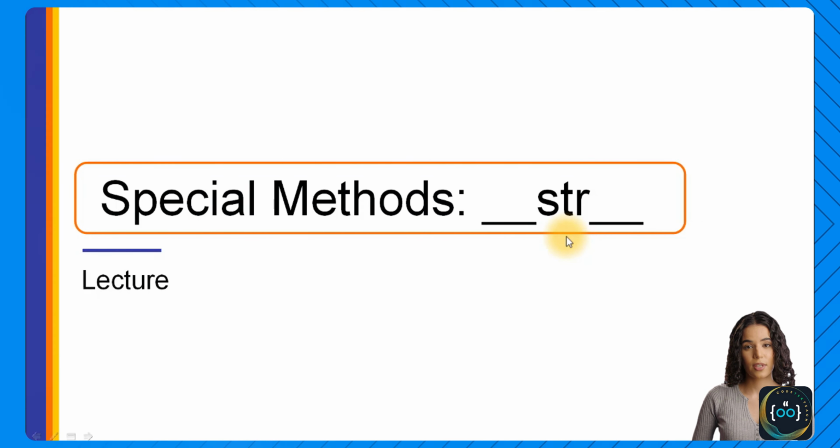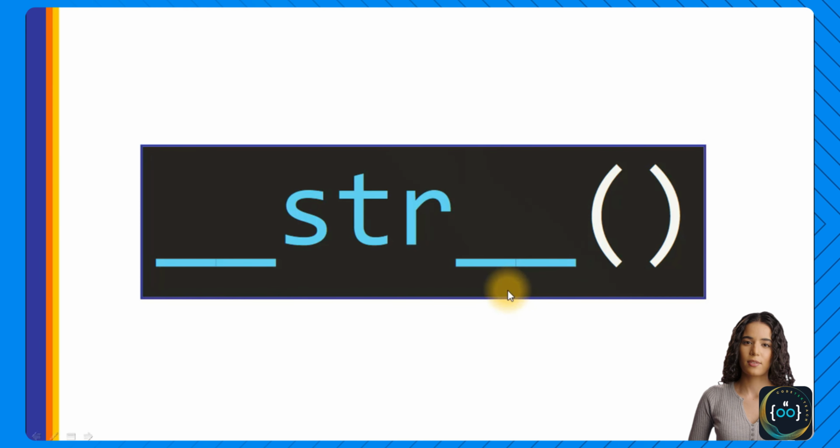Now let's talk about the special method __str__, which is an abbreviation of string. Why and when should we use this method? When should we implement it in our class and why? Let's see what we can find in the documentation.